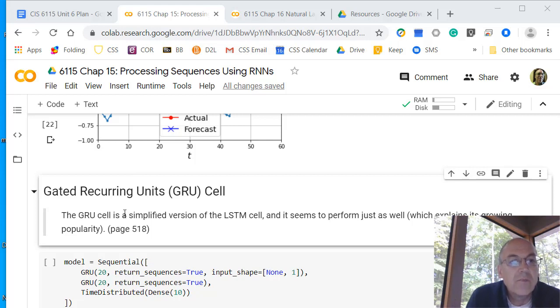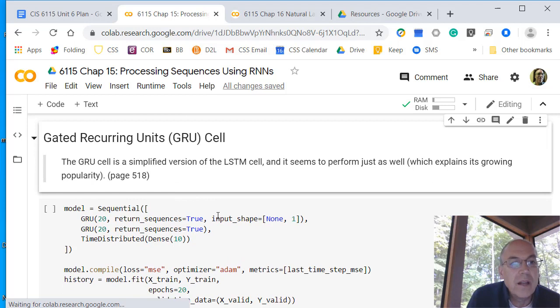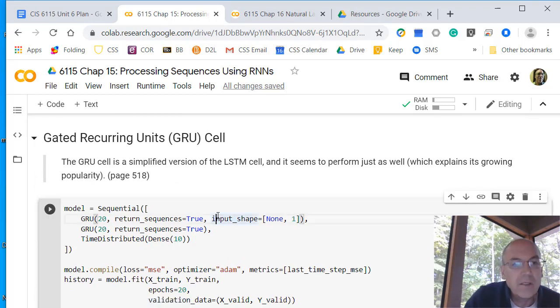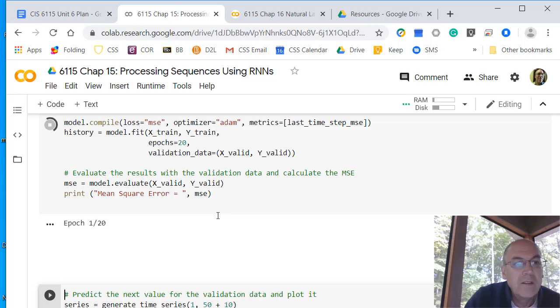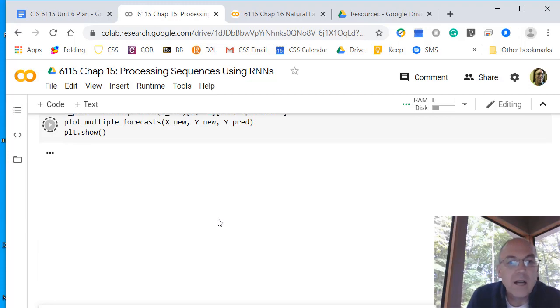Now, because LSTMs, long short-term memory networks, are rather complicated, they've developed a simplified version of this, just called gated recurrent units. Those have been shown to run very well also, even though they're much simpler. They just hold state information a little better, but not in such a complicated fashion. So we can actually train this network with these gated recurrent units also.